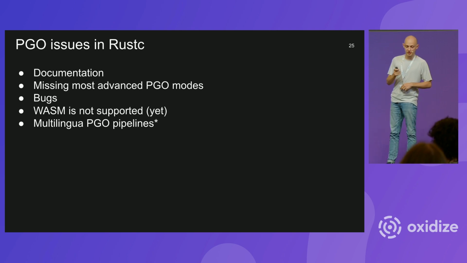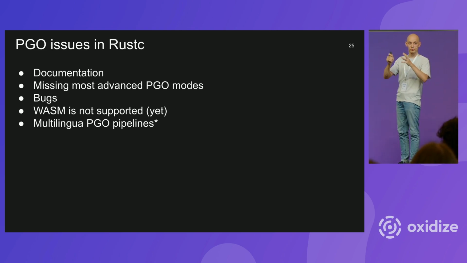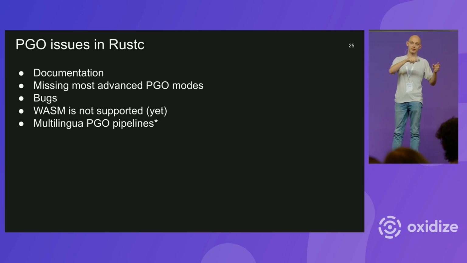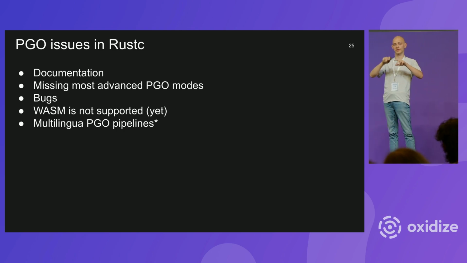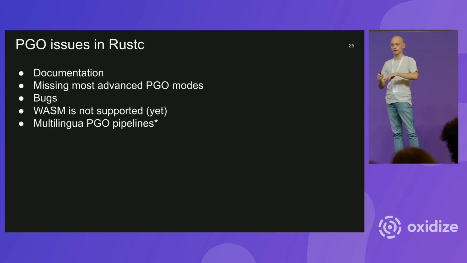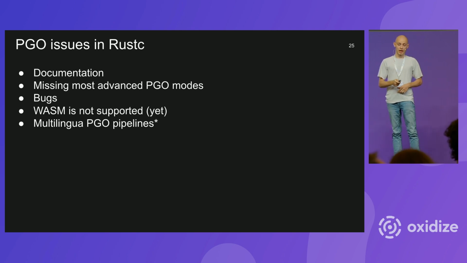And multilingual PGO pipelines can be a bit of pain. For example, if you have a Rust application, and you have some C++ dependency, and you want to optimize the whole application with PGO, you need to recompile both C++ and Rust, and you need to pass all required flags to both compilers. It can be a bit of pain. I did it multiple times, trust me.